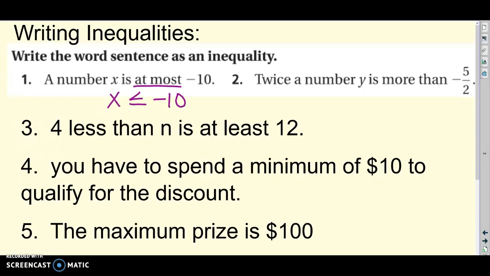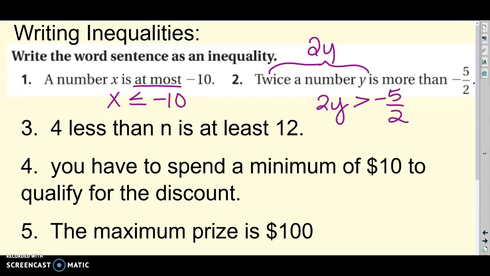Number 2, twice a number y is more than -5/2. Well, let's think about twice a number y. We did this in chapter 3. If I want to take twice of something, I would multiply it by 2. So 2y, I always write the variable on the left, write it first, is more than, so the greater than symbol, -5/2.